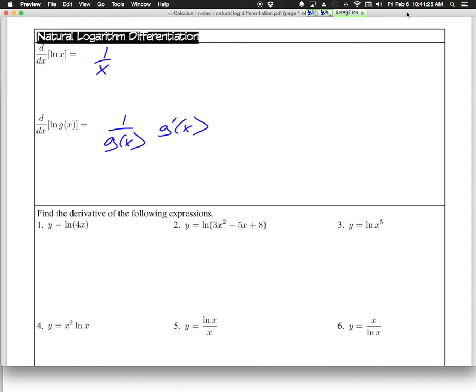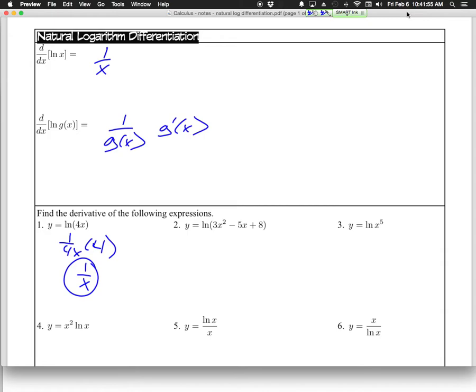So the rest of the day, we're just using that among our other differentiation rules. What are our other differentiation rules? Quotient, product, chain, that kind of stuff. We're just mixing that into all that other stuff. So for number 1, I want the derivative of the natural log of 4x. How do I find it? 1 over 4x times 4, which gives me 1 over x.